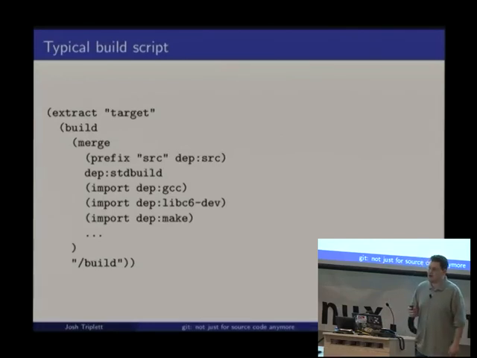So a typical build script looks a lot like this, and read it from the inside out. You're going to import a pile of dependencies like gcc, libc6-dev, and make. You're going to take something like a standard build script, and you're going to pull in your own source code, which is a dependency that doesn't necessarily have to live in the same repository as your build script. You're going to merge all those together into one Git tree, and your source is prefixed with /source here so that it's separated from all of your dependencies. Then you're going to take that and build the result.